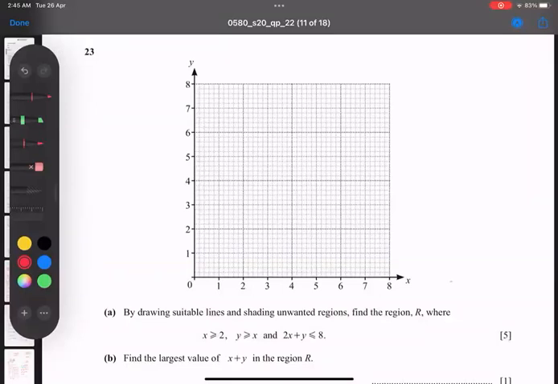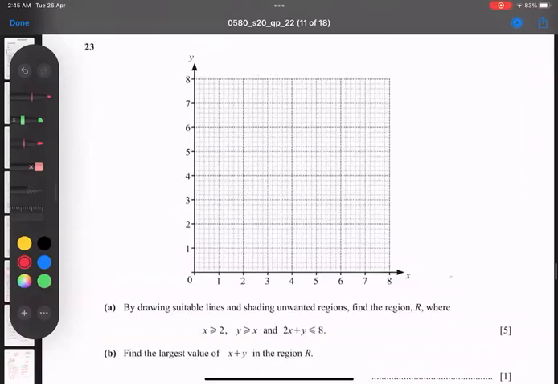Question number 23 comes. In this question number 23, we have to read a statement. First of all, by drawing suitable lines, shade the unwanted region. So the first job is how to draw it. How to draw, not sketch, draw accurately.